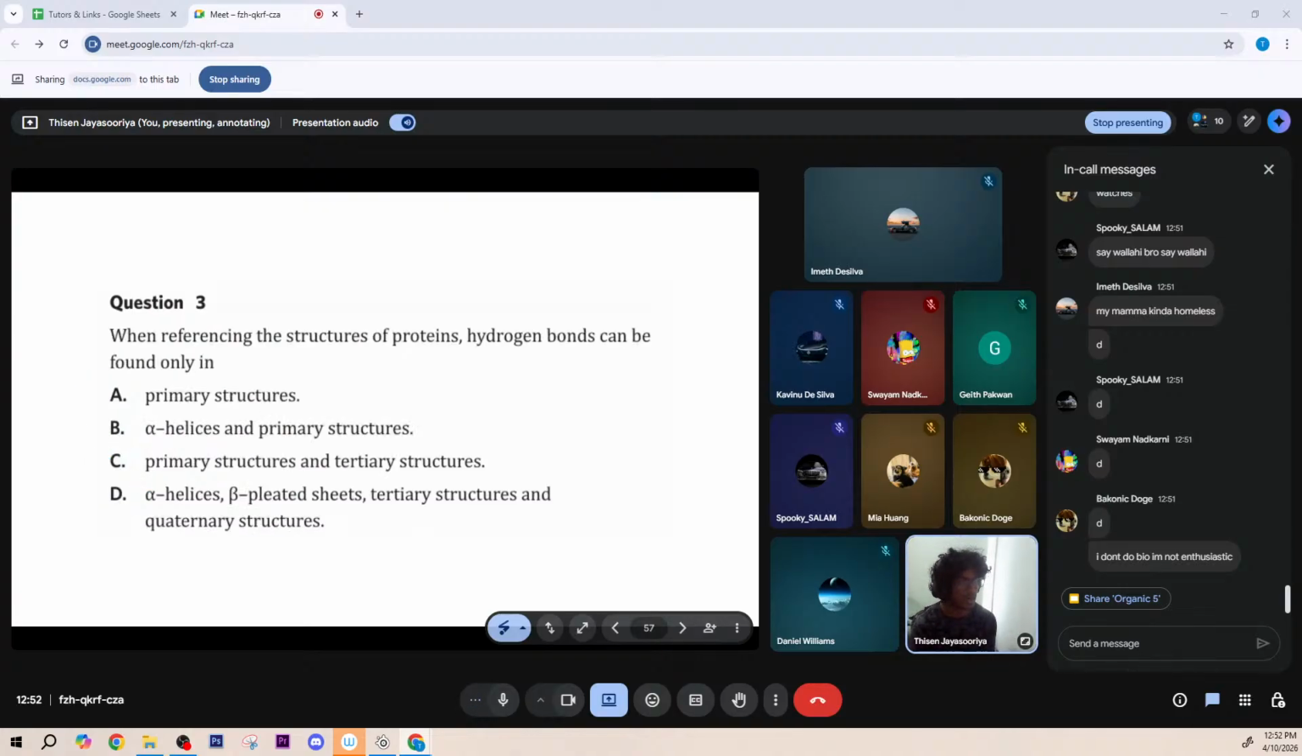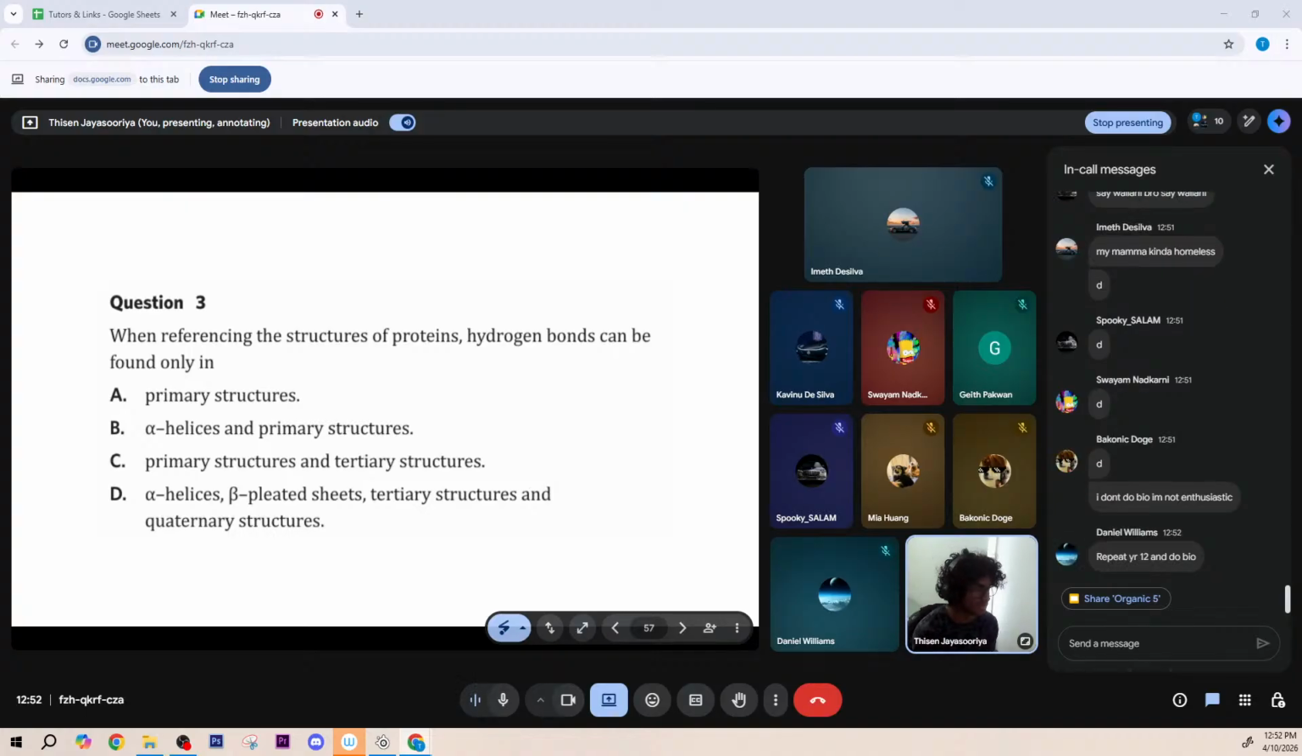And here, when referring to the structures of proteins, hydrogen bonds can be found only in: primary structure, alpha helix and primary structure; the primary structure and the tertiary structure; the alpha helix, the beta pleated sheet, tertiary structure, and quaternary structure.